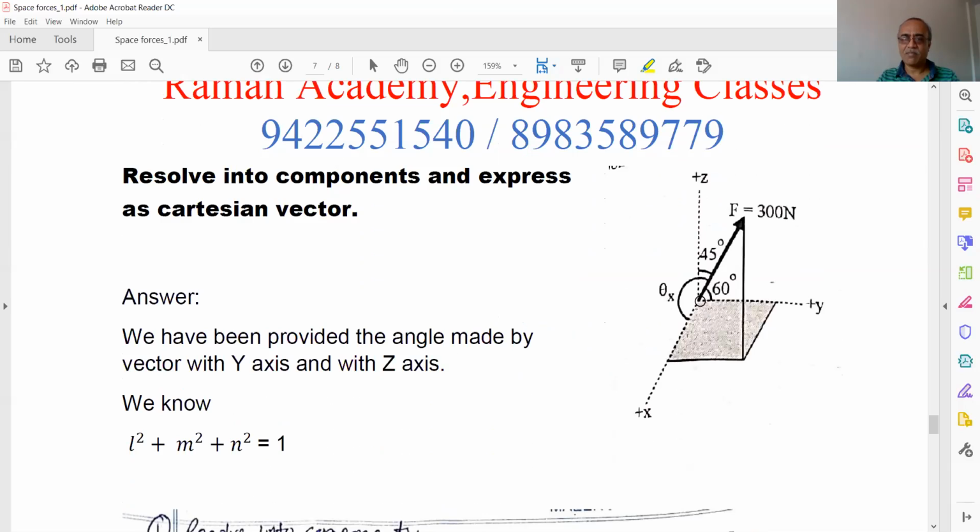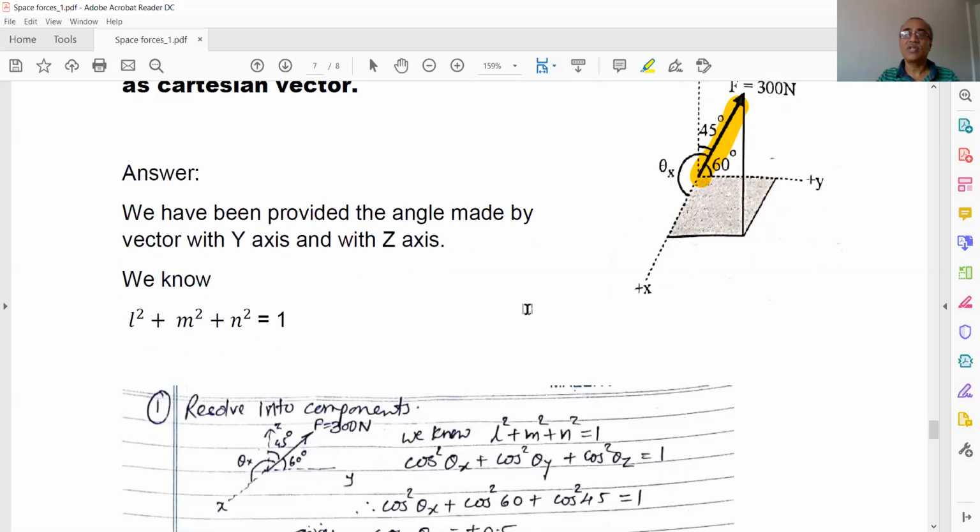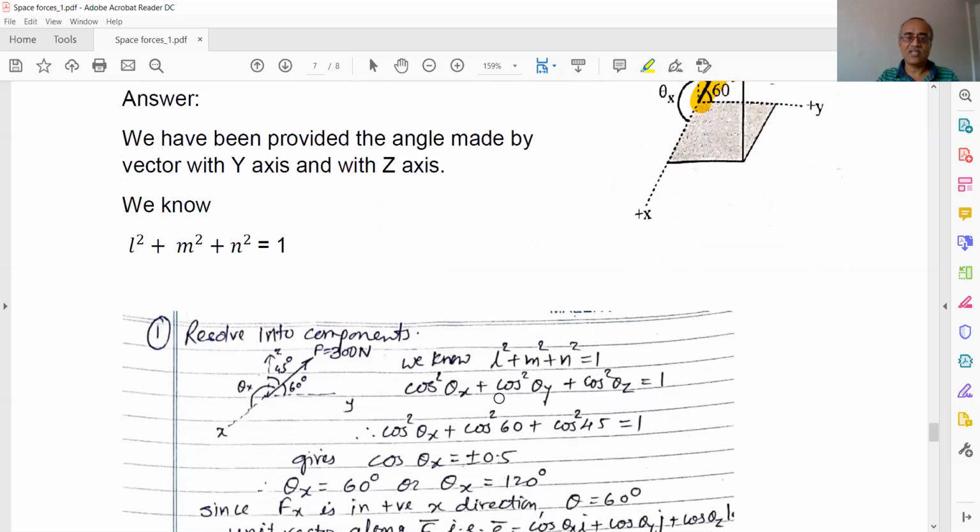In this particular example, the magnitude of the force is 300 Newton, and the angle made by that force with the z axis, look at the figure carefully, is 45 degrees, and the angle made by that force with the y axis has been given as 60 degrees. So what we know here is cos square theta x plus cos square theta y plus cos square theta z is equal to 1, or L square plus M square plus N square is equal to 1.